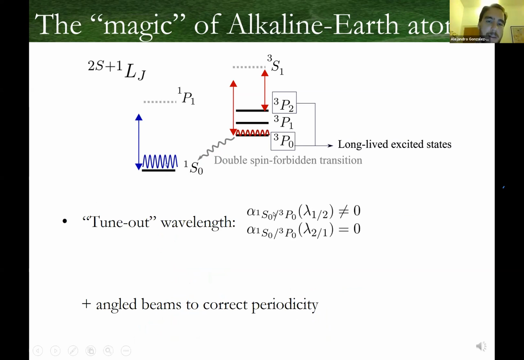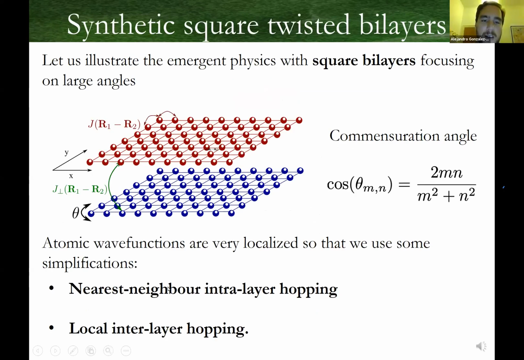And the only potential problem is that, because the wavelengths are different, the periodicities of the two layers will be different. But you can correct it by making some angle, when you create the angle in the out of plane direction to correct it. So these are the two ways.